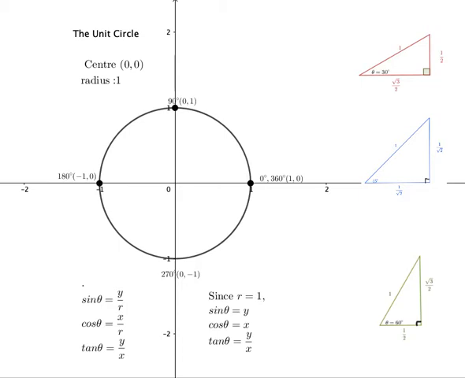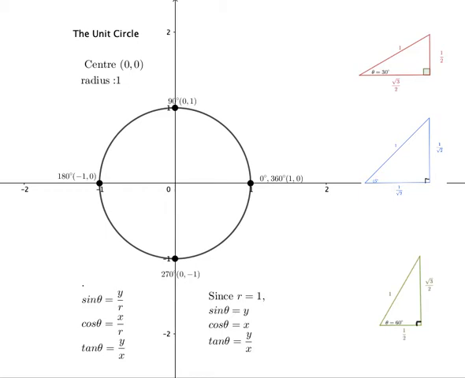To the left of the origin is 180 degrees. Our coordinates are negative 1, 0. And at the bottom of the circle is 270 degrees. Coordinates of that point are 0, negative 1. So at the moment, we have 4 points.